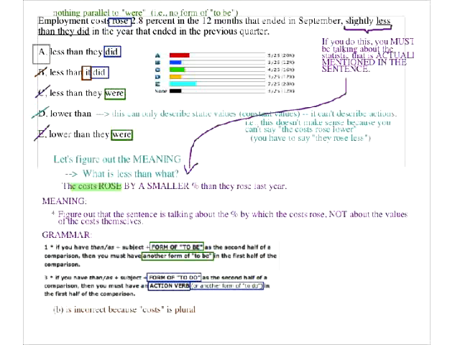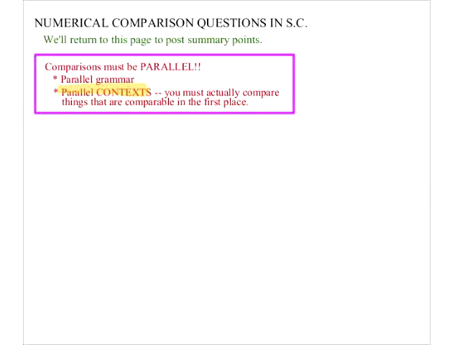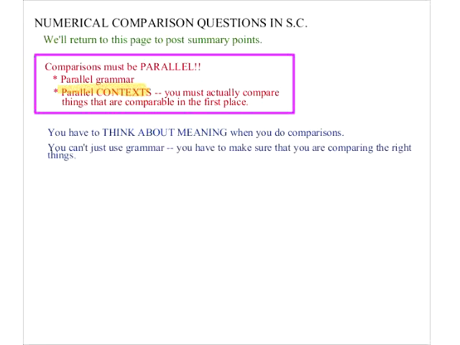Let's move on to another problem. First, let's do the takeaway sheet on this one. Going back to what we learned here, the main takeaway of that one, aside from that helping verb stuff, is you have to think about meaning when you do comparisons. You can't just use grammar. You have to make sure that you are comparing the right things. All right, let's take a look at another problem.